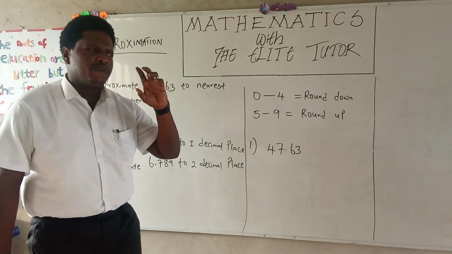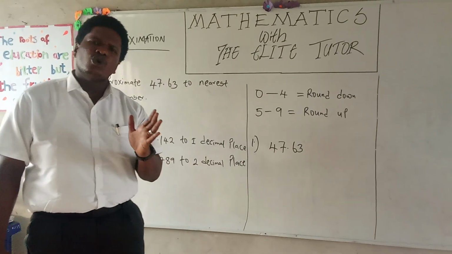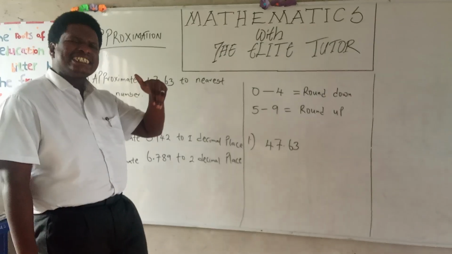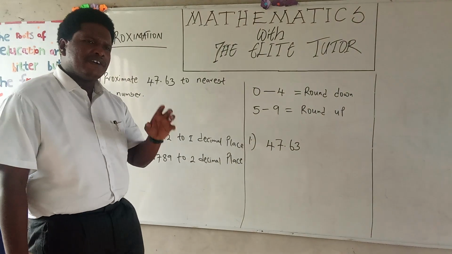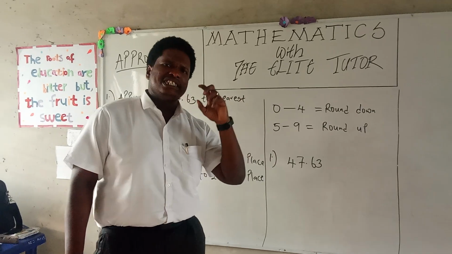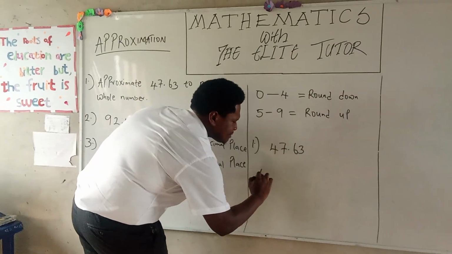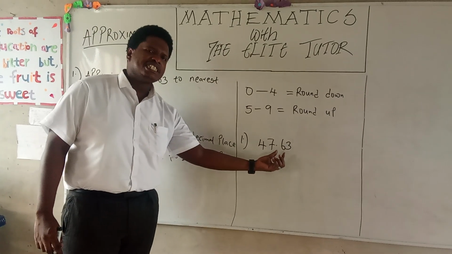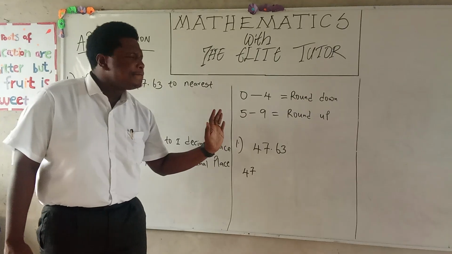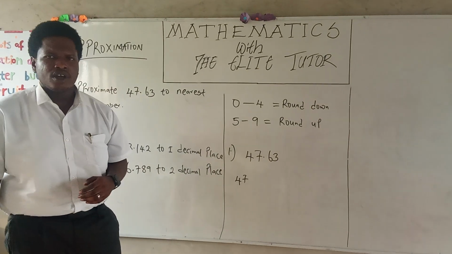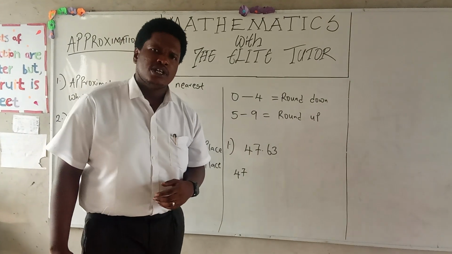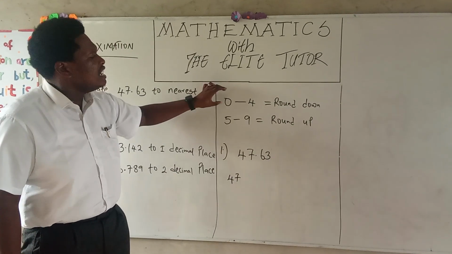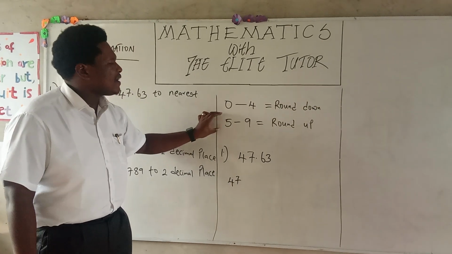They are asking us to approximate this to the nearest whole number. The first thing you look at is the number before the decimal point. The number before the decimal point is 47. Having seen that, now we look at the number after the decimal point, to see if the number falls between 0 to 4, which are rounded down, or 5 to 9, which are rounded up.